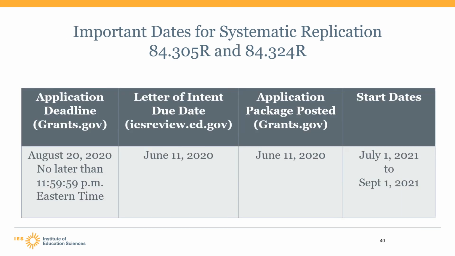This slide includes important dates for 84.305R and 84.324R. Applications must be received at grants.gov no later than August 20th, 2020 at 11:59 p.m. Eastern Time. Letters of intent are due on June 11th, and the application package will be posted on grants.gov on June 11th as well. The possible start dates for the award are between July 1st, 2021 and September 1st, 2021.